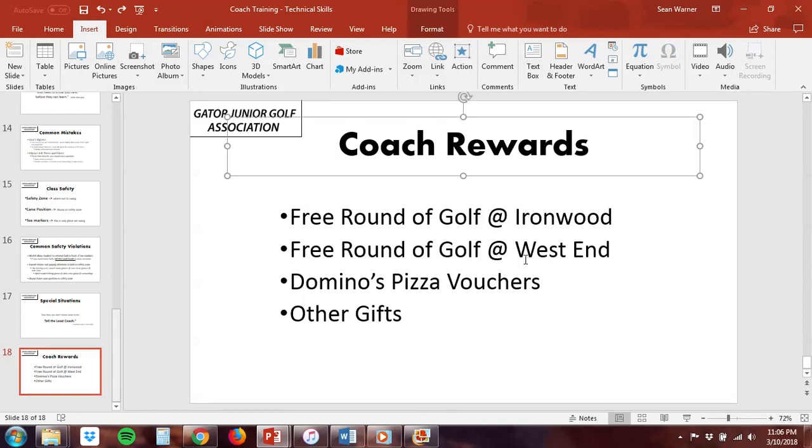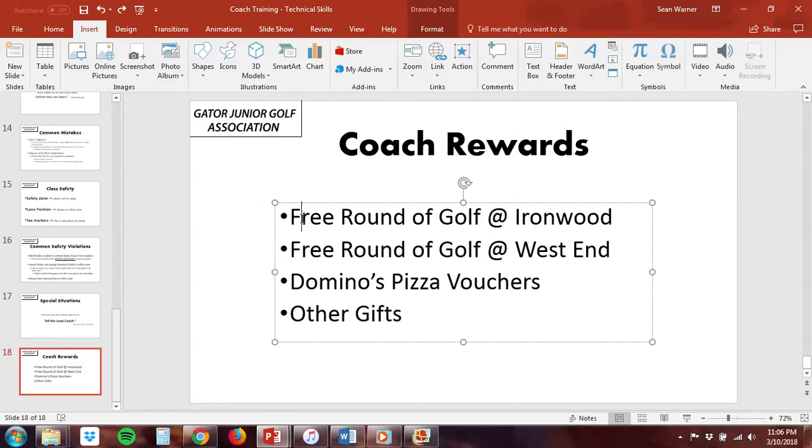And then coach rewards. We like to treat our coaches well, and we appreciate your help and we appreciate your time. And as a result, we really, really want to help you guys out. So we try to get you free golf at the golf courses, Domino's pizza vouchers, and then we'll get you some golf shirts and a hat. And because we really, really appreciate you guys taking the time out of your day to help the kids in our program.